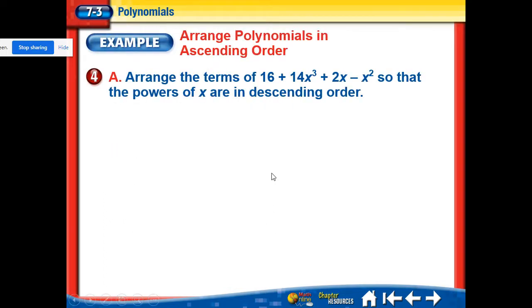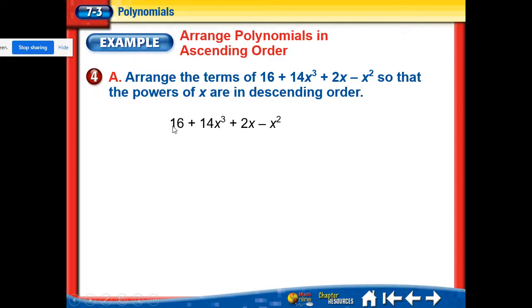All right, the last thing that we're going to do is descending order. What do I mean by descending order? I mean the biggest one first, the highest degree first, down to the lowest degree. So a constant like this is always going to be at the end. When we're doing our answers, we always want to put them in descending order. We always want the biggest one to start with first.